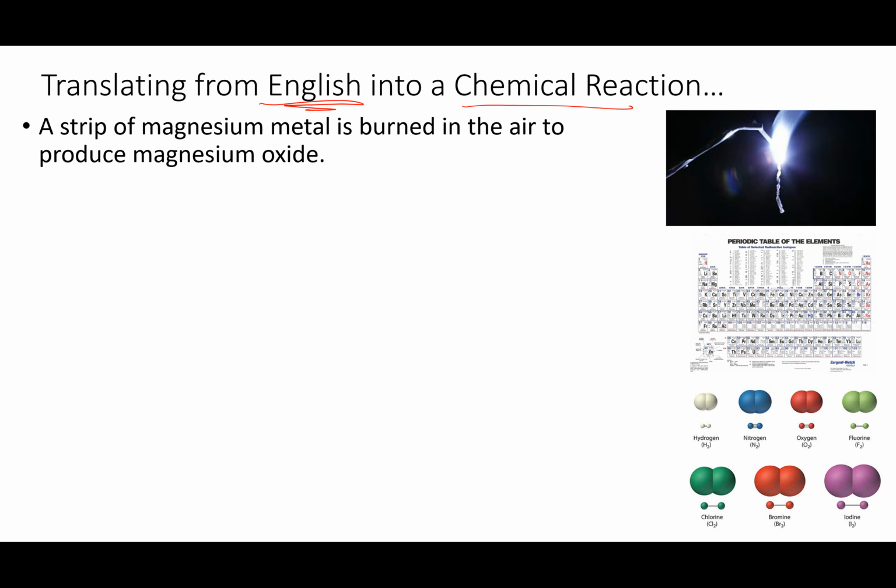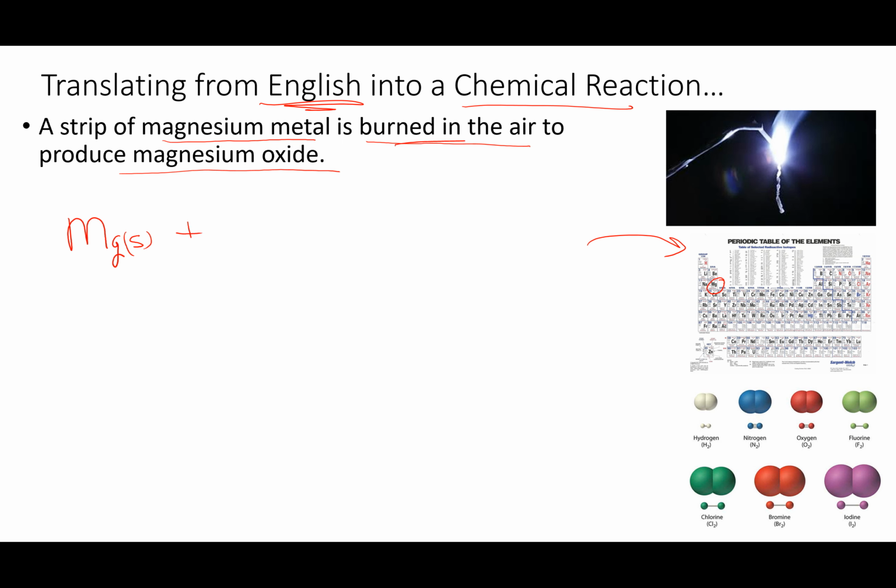So here goes. A strip of magnesium metal is burned in the air to produce magnesium oxide. So let's write a chemical equation to represent that statement. A strip of magnesium metal, the symbol for magnesium is Mg. And we have to put the state of matter. How do we determine that? That's why we look at our periodic table. At room temperature, magnesium is a solid, so we put a little S for solid.